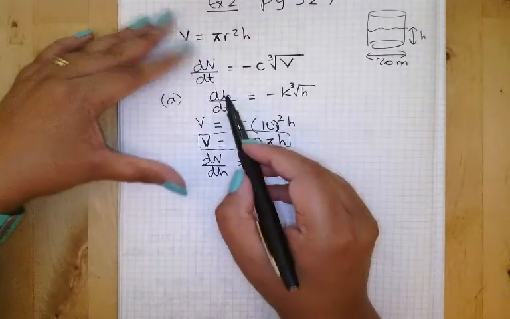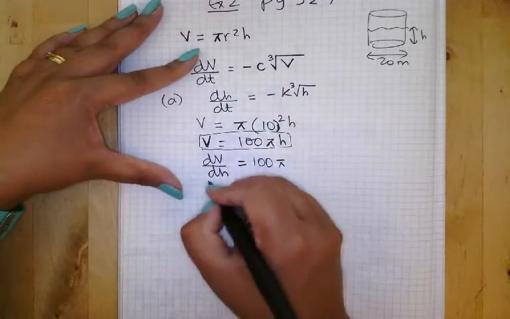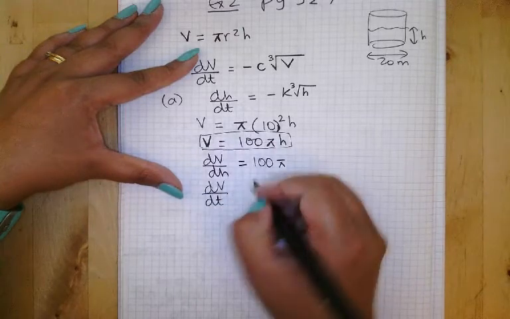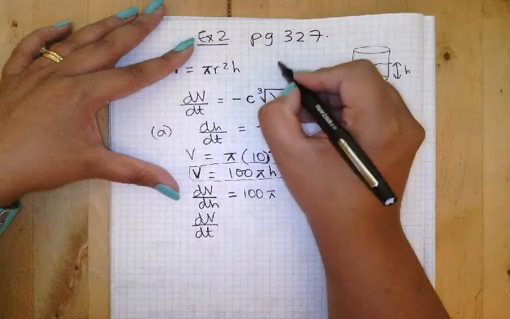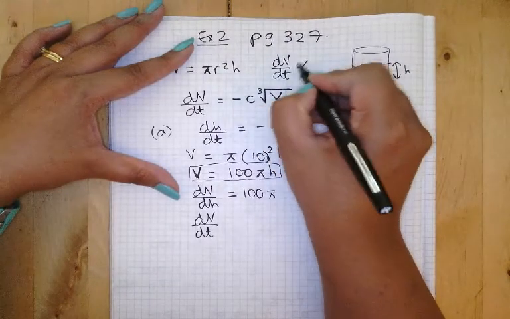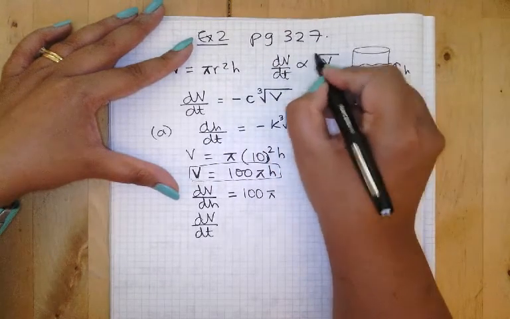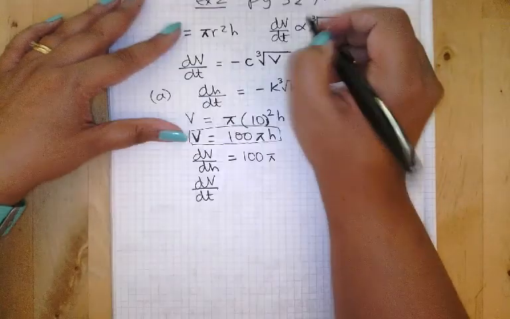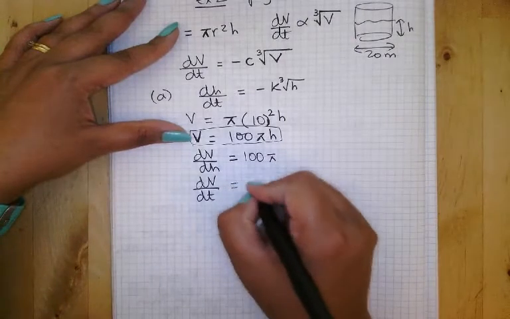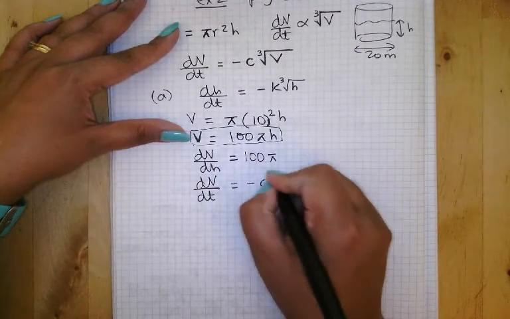We also know dV by dt, because they tell us that in the question. The reason why I've got a C in front here is because it said dV by dt is proportional to the cube root of volume. And then when I make this an equation, I'm always going to have a constant. So dV by dt is minus C cube root of V.